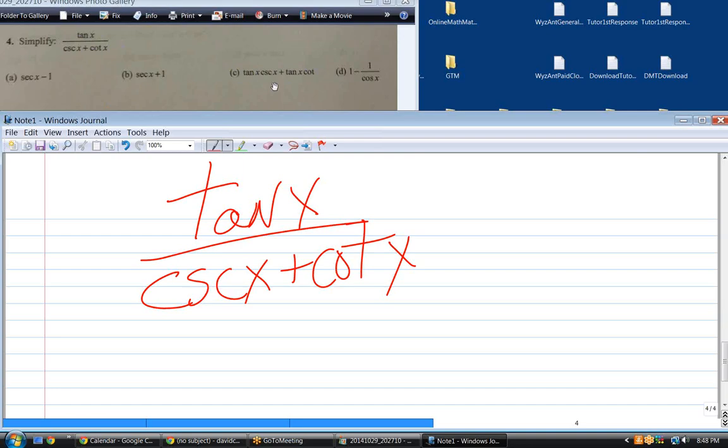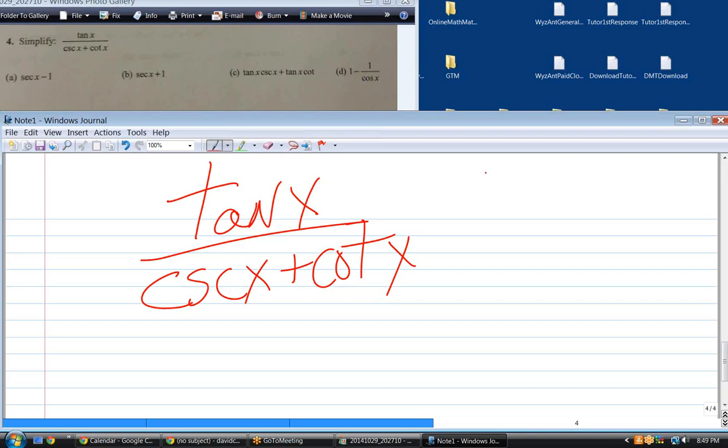I'm inclined to try to make it be D. And the reason is I can turn this into sine, cosine, I can turn that into sine, I can turn that into cosine, sine. Meaning my answer probably has a sine or a cosine in it. That's D, not A. But let's see.